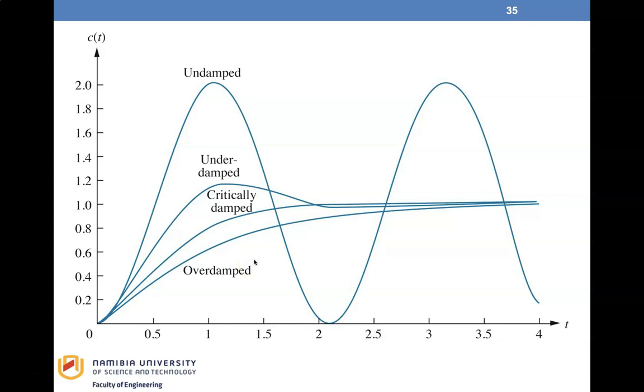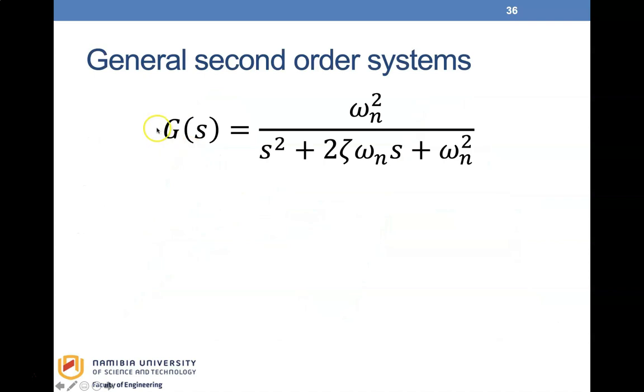Now that we have an idea of how changes in the second order parameters affect the response and shape of the system behavior, let us define these parameters and relate them to the second order transient response specifications. This equation represents a second order system in a generalized form, and we will use this to develop quantitative specifications.